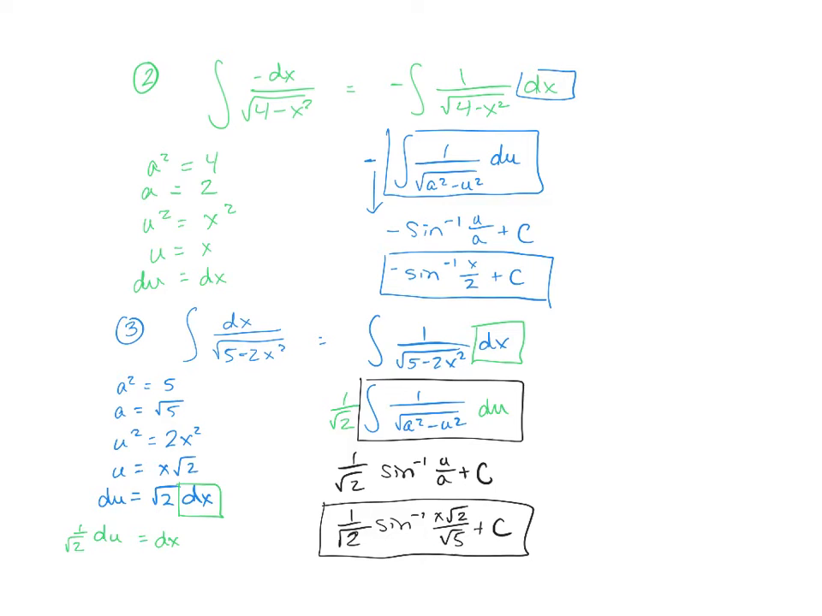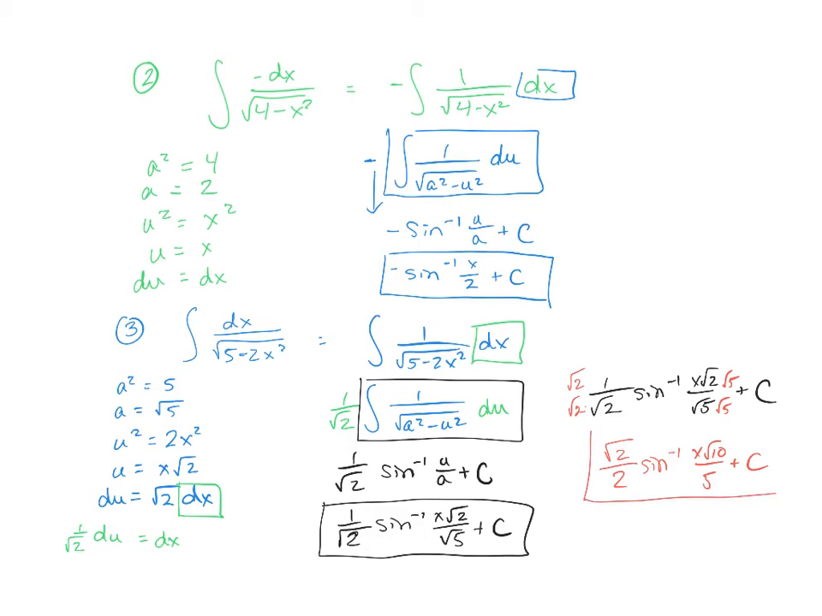to rationalize that denominator. So I have 1 over radical 2 inverse sine of x radical 2 over radical 5 plus c. If we are going to rationalize that coefficient, I need to multiply the numerator and denominator by radical 2. And if I'm going to rationalize my inside function, I need to multiply the numerator and denominator by radical 5. So my final answer here that I think would show up more as a multiple choice would be radical 2 over 2 inverse sine of x radical 10 over 5 plus c. And that would be my answer for that antiderivative.